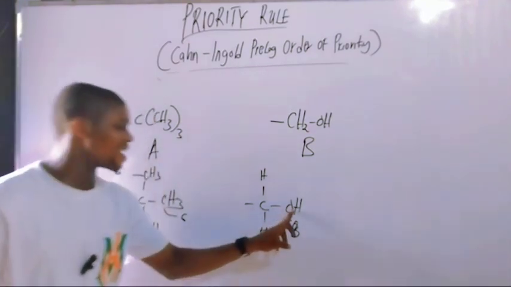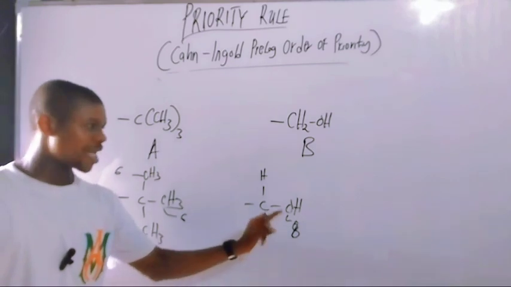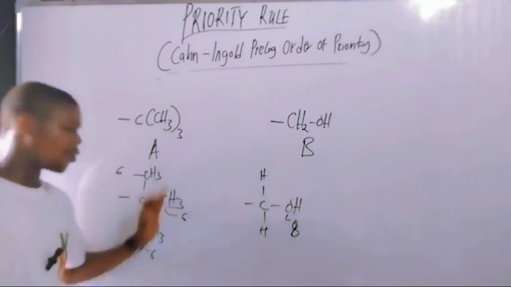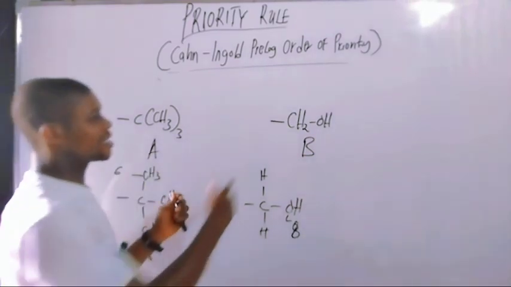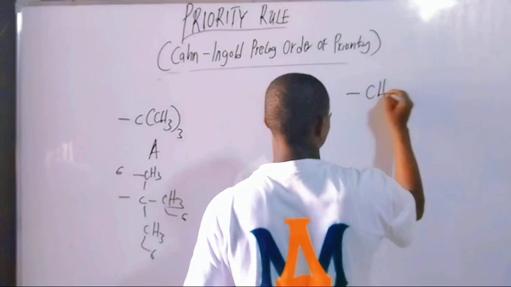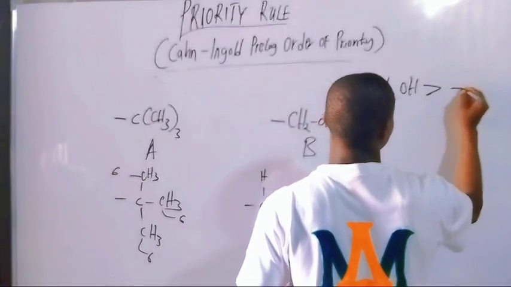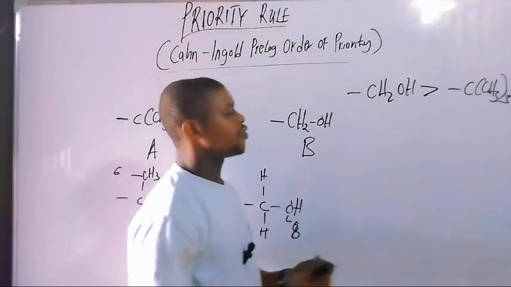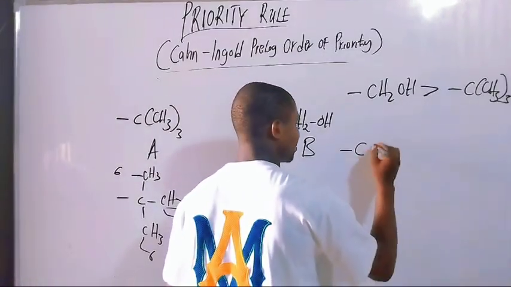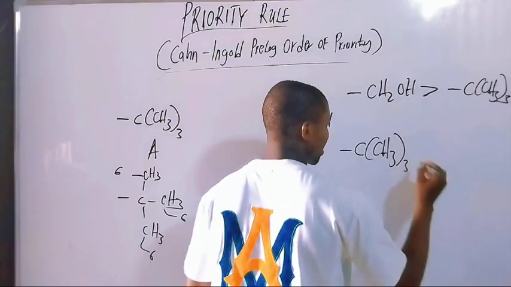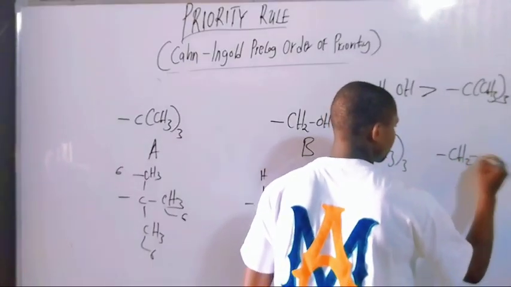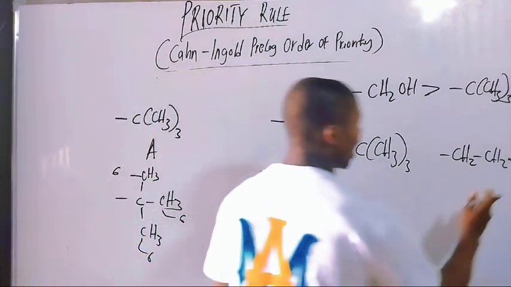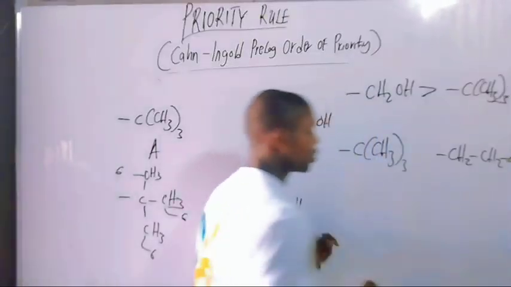Now because oxygen is directly attached to this carbon here, do you understand? Oxygen is directly attached to this carbon. Oxygen will attract carbon and carbon. Due to that, this guy here, CH2OH, is greater than CH3 here. Now, but like what I explained before, when you also have CH3 and you have CH2OH, please understand that these two are not the same. Do you understand?